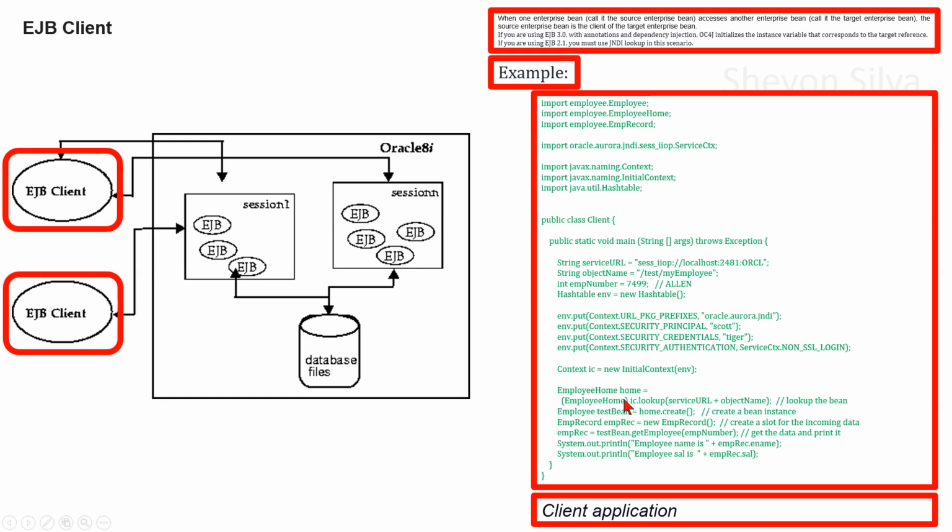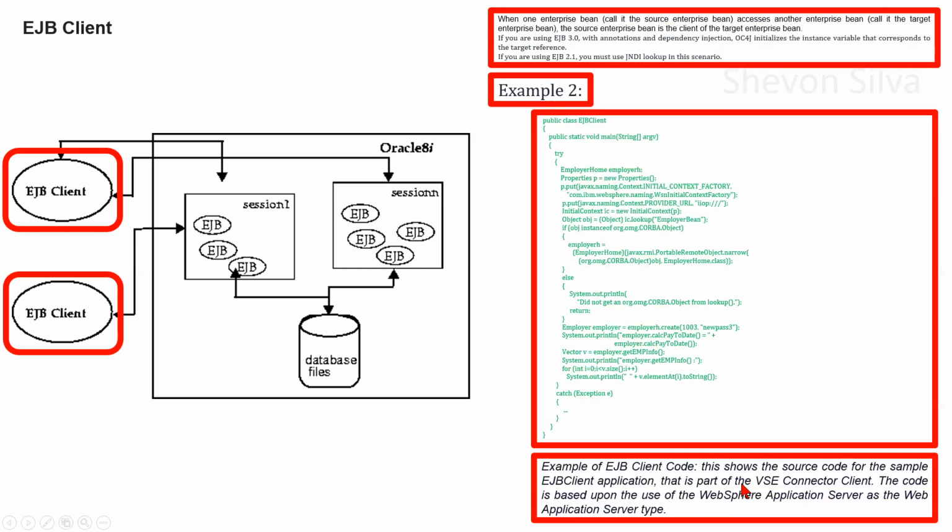And here you can see the lookup bean, and here create a bean instance, and create a slot for the incoming data. And get the data and print it here. As an example too, you can see an example of EJB client code.